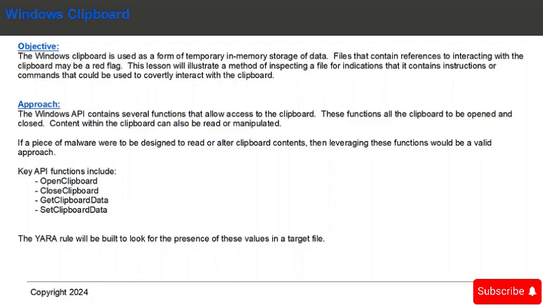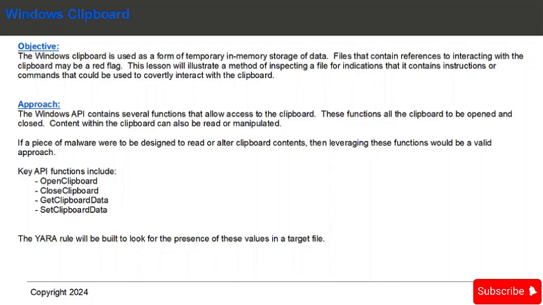And if you come across a file that contains references that might indicate that it could be interacting with the clipboard, this might be a red flag for you. It all depends upon the context. But this lesson is going to illustrate a method that we can use to inspect a file for indications that it contains instructions or commands that could be used to covertly interact with the clipboard and steal any data that we may have there, or perhaps place data there for later on.